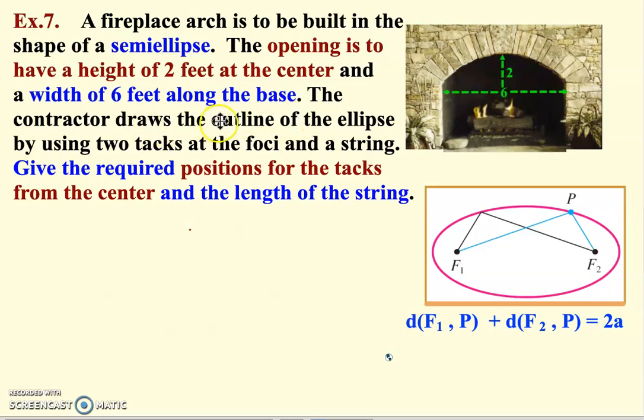The contractor draws an outline of the ellipse and then uses 2 tacks at the foci and a string to create a template. Now let me just talk about the template design for a little bit. So first of all, this stone that's in the arch cannot just be placed in there with stone and mortar. It would not dry fast enough.